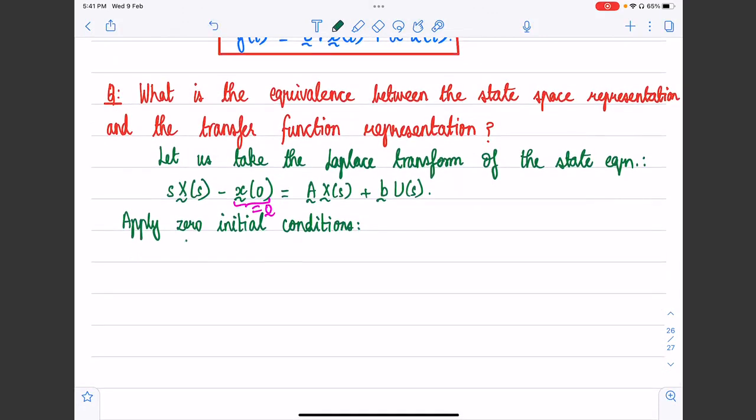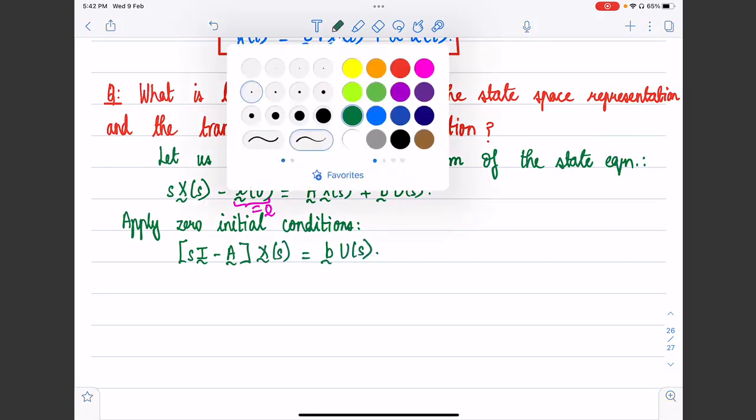We apply zero initial conditions. Let's group the terms. So we will get sI minus A times X of s. What is this I? I will shortly explain. That is going to be equal to B times U of s. I is nothing but the identity matrix.